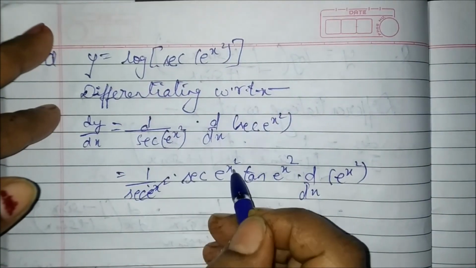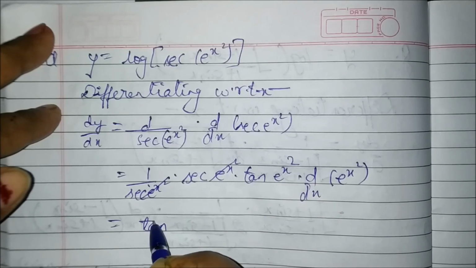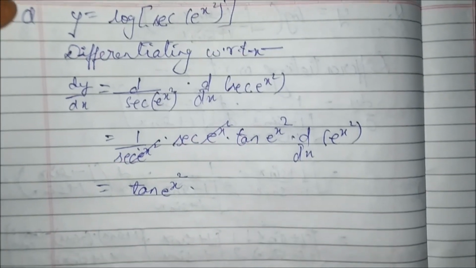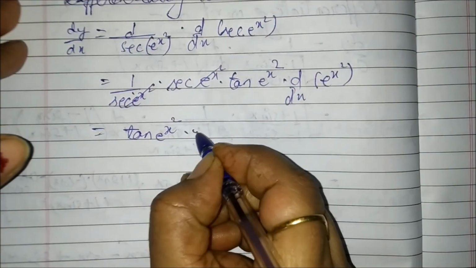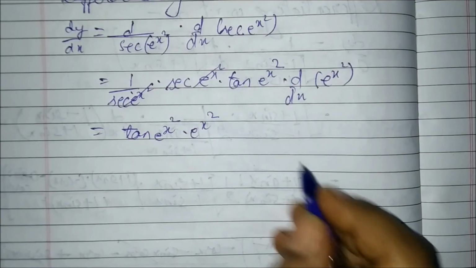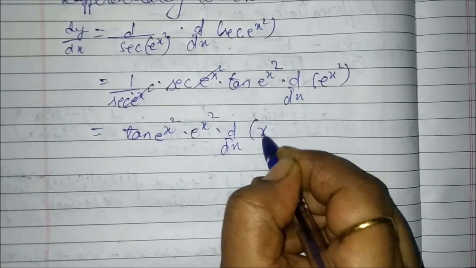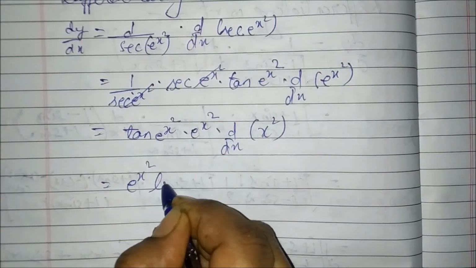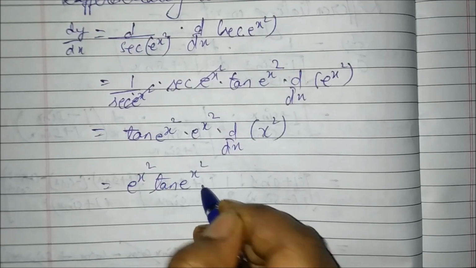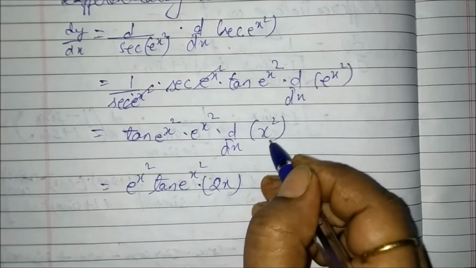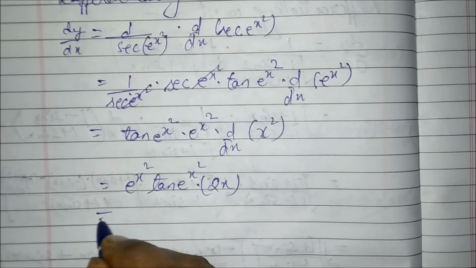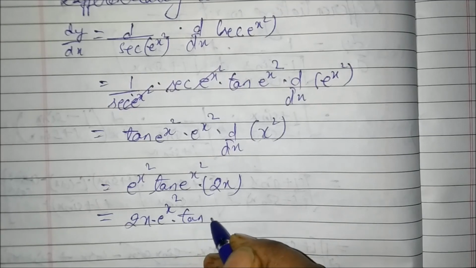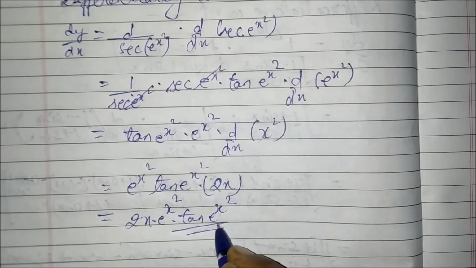Now this will be cancelled out, we get tan e raised to x square into, since derivative of e raised to x is the same, so this will come here again, e raised to x square into d by dx of x square. So e raised to x square tan e raised to x square into 2x. Derivative of x square is 2x. So arranging, we get 2x into e raised to x square into tan of e raised to x square. This is the answer.